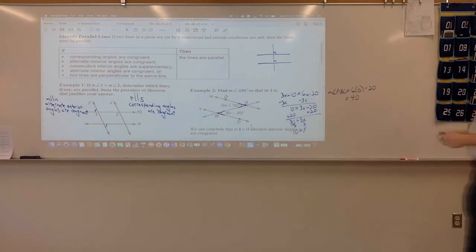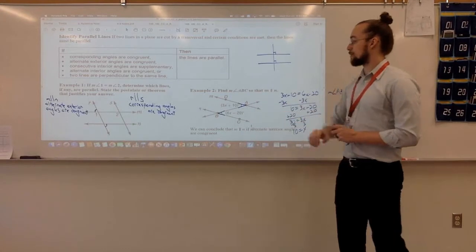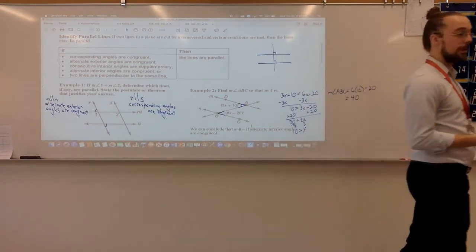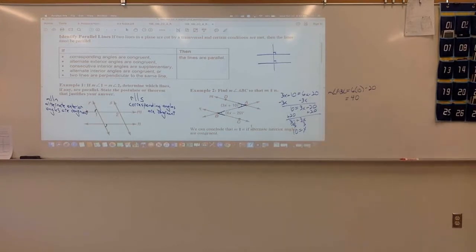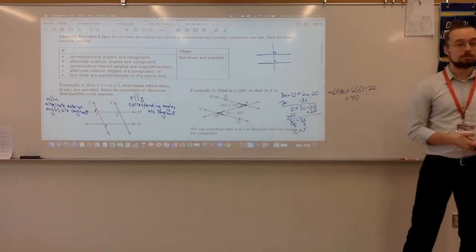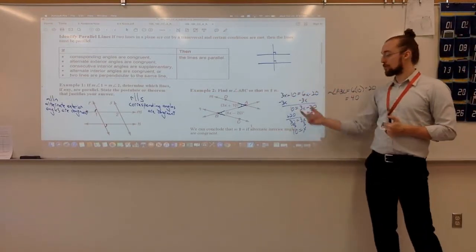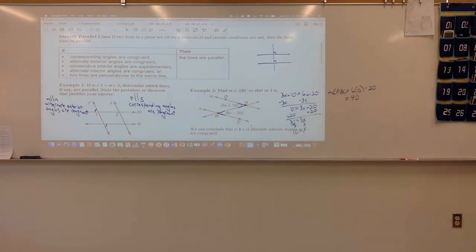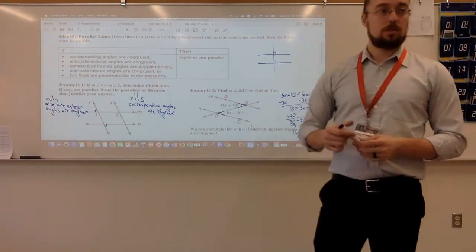So for problems like this, we're doing exactly what we did a couple of sections ago. We're figuring out whether the angles should be equal to each other, or whether they should add to 180, and then setting up an equation, solving it, and then making sure we answer the question. So here we had to plug x back in to answer what the question was asking. Questions.